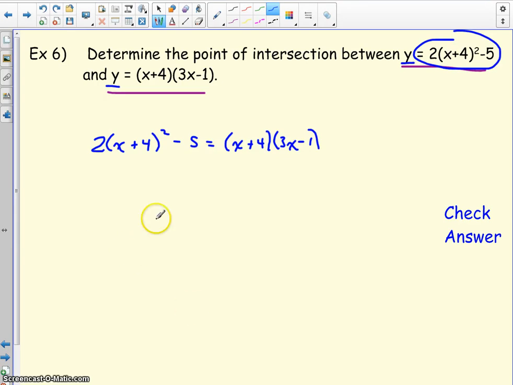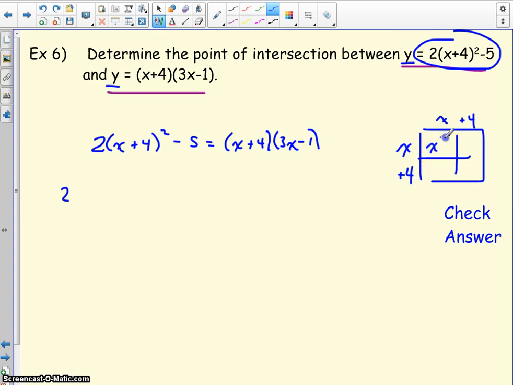Okay, so there's a lot of algebra that goes into this. We have to first expand everything and simplify it. Okay, so I'm going to do that on the left side here first. X plus 4 squared. If I do that in an array, okay, and you can do this on your own as well. You've done tons of arrays by this point in the year.